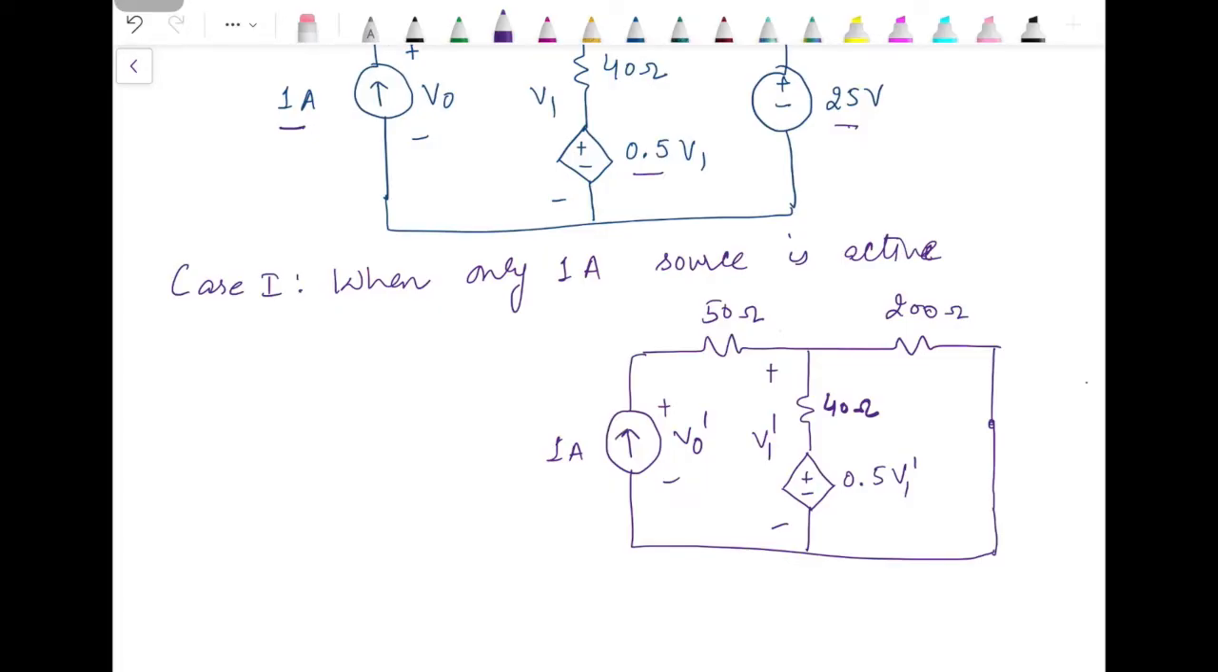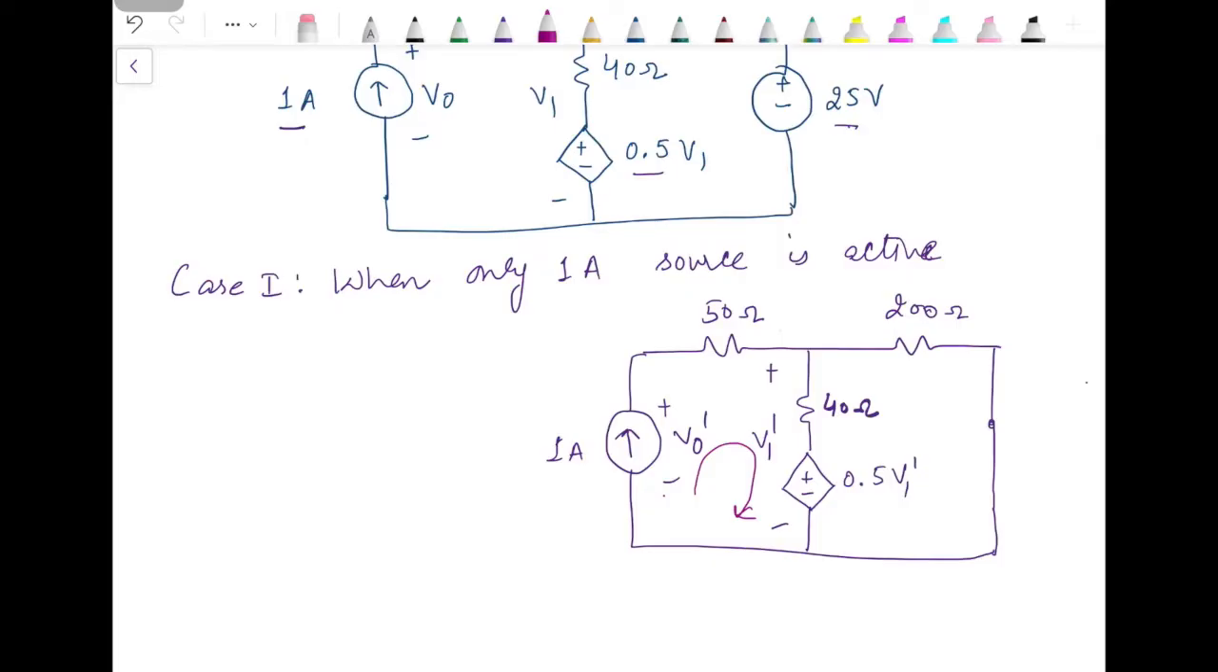We need to find out V naught. For that, we can apply KVL in this loop. Usually we say that we don't know the voltage across the current source and KVL is not applicable. But in this case, V naught is already given as the voltage across the current source. So there is no issue.